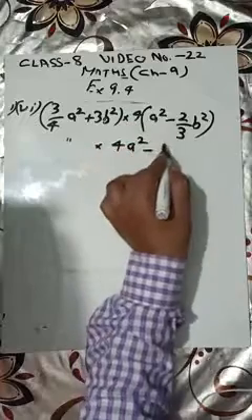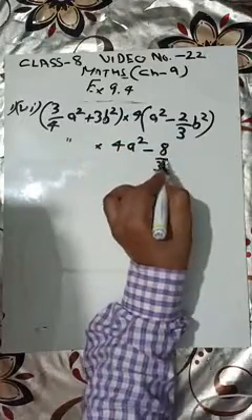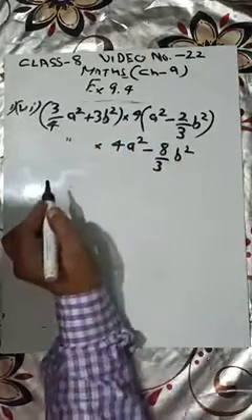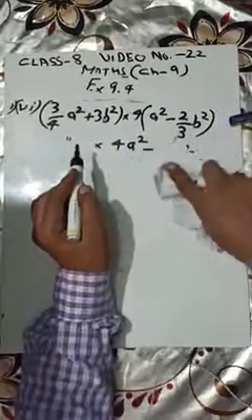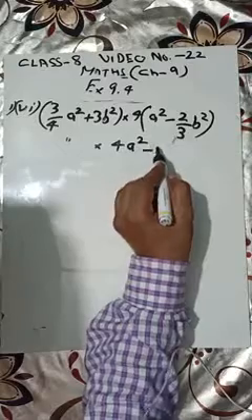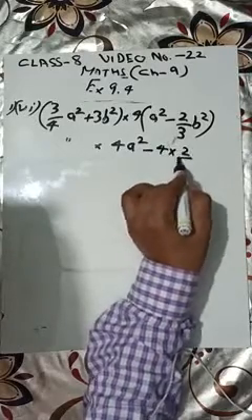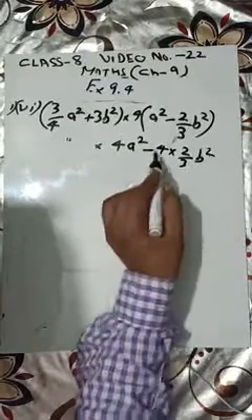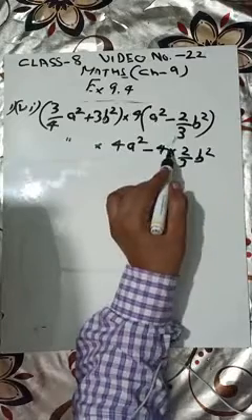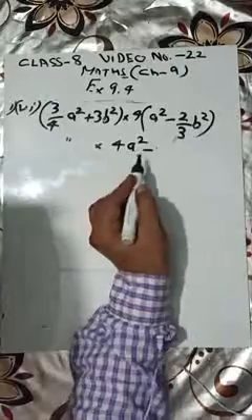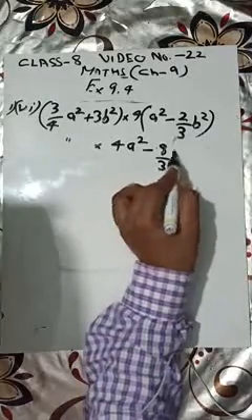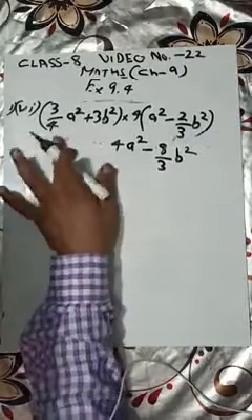So 4 into 2, it will be what? 8 upon 3 b square. Okay. Remember, let me explain this more clearly. It is 4 multiplied by 2 upon 3 b square. So this is going to multiply, that will be what? 8 by 3. So that is 8 upon 3 b square. Okay.